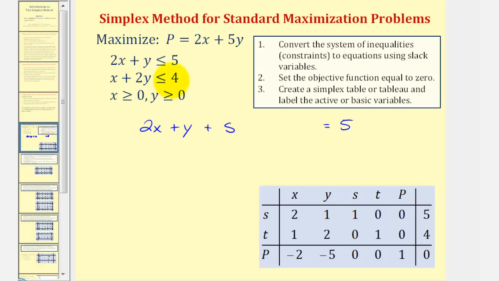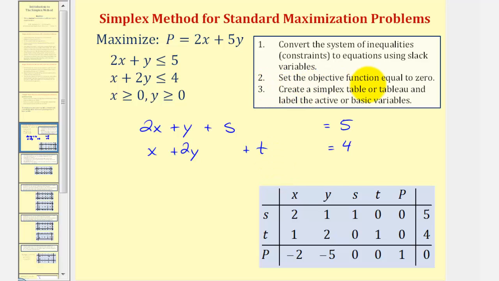For the second inequality, we have x plus 2y is less than or equal to 4. So on the left, we can add another value, we'll call it t, so that x plus 2y plus t would be equal to 4, not less than or equal to 4. And now for the third equation, we'll go to step 2.